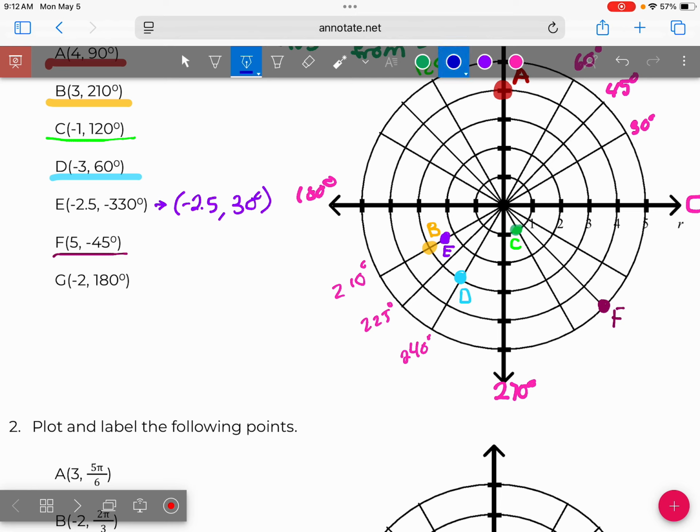One last on our kind of degree portion. We've got -2, 180. So angle 180 is this guy over here. If we have a radius of -2, if I want +1, +2, +3, so on and so forth, we have -1, -2 over here. So our point G is going to be right here.